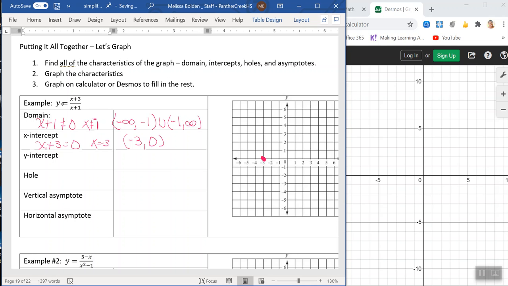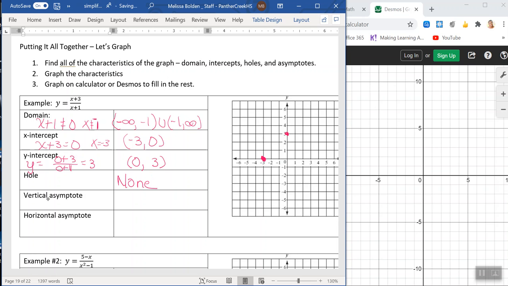My y-intercept, I make all of my x's zeros. So my y-intercept, I'll have y is equal to 0 plus 3 over 0 plus 1, which is 3. And so my x is 0, my y is 3. So it's an ordered pair, and I'm going to graph that on the graph. Now, holes happen when something factors out. Nothing factored out, so there are no holes.